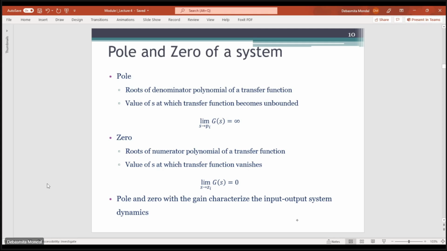Similarly, zeros are the roots of the numerator polynomial of the transfer function, and the value of s at which the transfer function vanishes or goes to zero is known as a zero of the system. So limit s tends to z_i, G(s) equals 0. This pole and zero, along with the gain, can be used to characterize the input-output dynamics of a particular system.